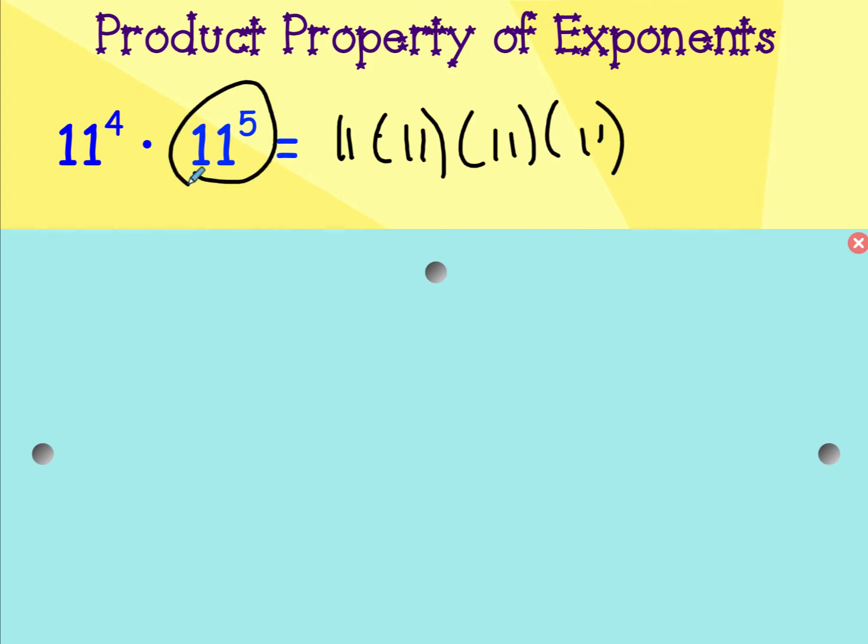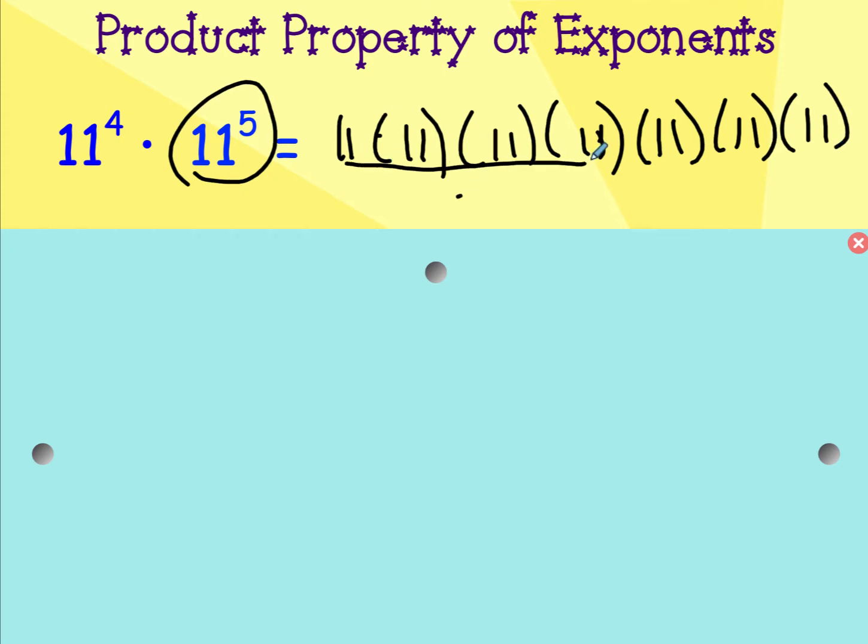And then 11 to the fifth means I'm going to write 11 times itself 5 times. And I'm running out of room. So there's my 4, 1, 2, 3, and 2 more. Okay, so if I now want to say, what is this in exponential form? I would count how many 11s I have. 1, 2, 3, 4, 5, 6, 7, 8, 9.